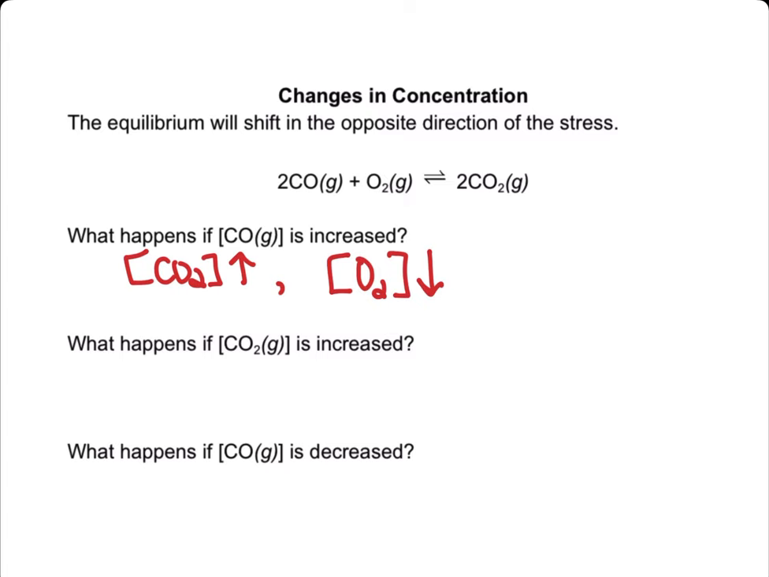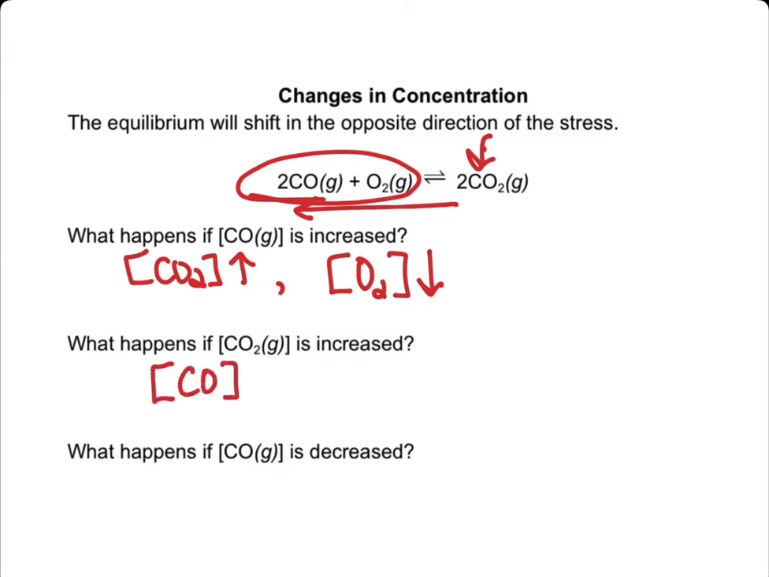Okay, let's talk about what happens if the concentration of CO2 is increased. So that means I'm adding stress to the right side. If I'm increasing my stress on the right side, that means the reaction is going to go towards the left. If it goes towards the left, then I'm making more of the reactants. So that means I'm going to increase the concentration of CO, and I'm going to increase the concentration of oxygen.